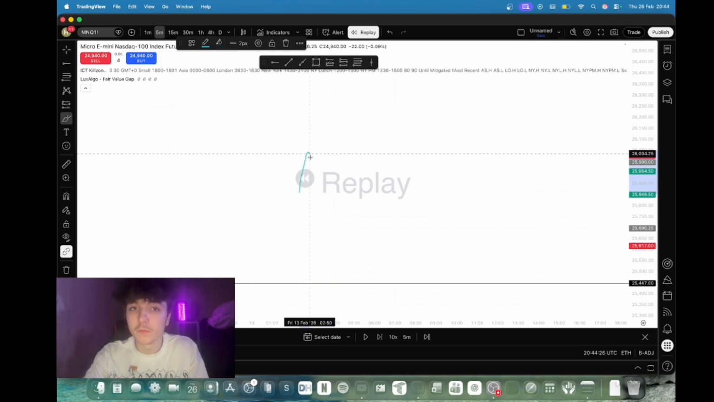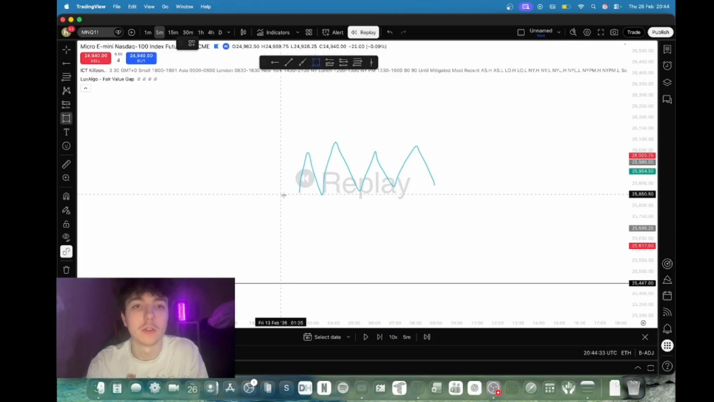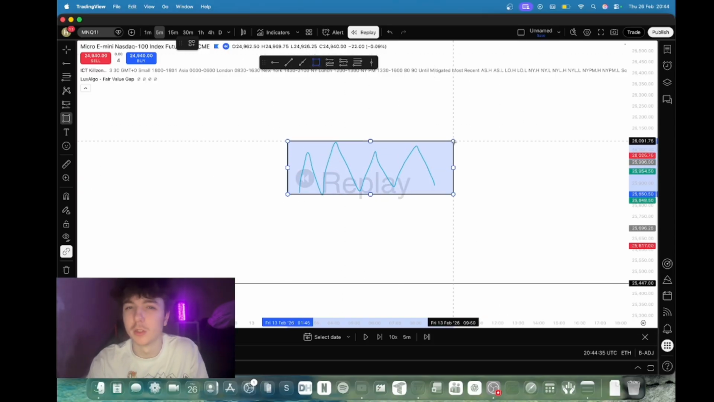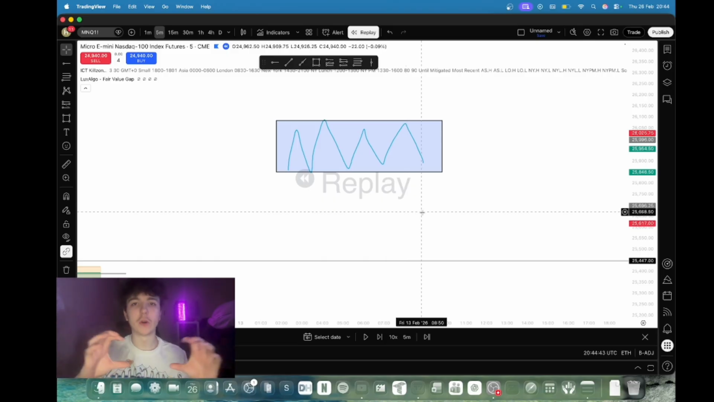So accumulation, what that means is price is staying within a select range. So it looks something like this. If you can imagine, this is pretty much our range. This is accumulation. It's not picking one direction. It's not spiking up and then spiking down and then all over the place. It's just sort of confined to this certain area.